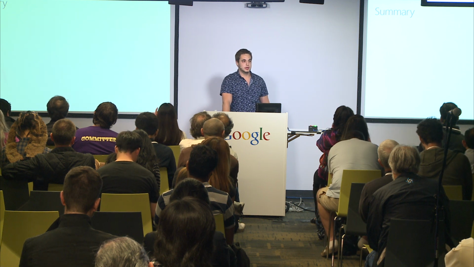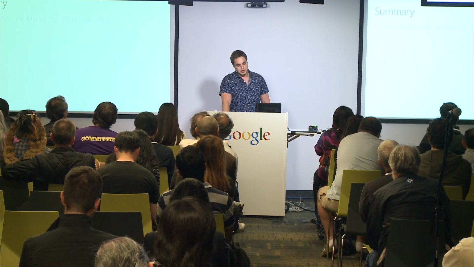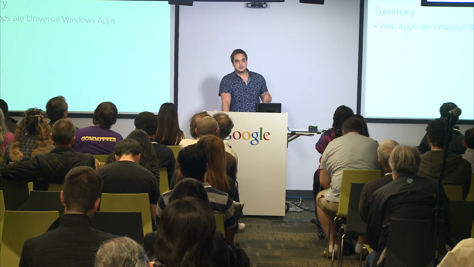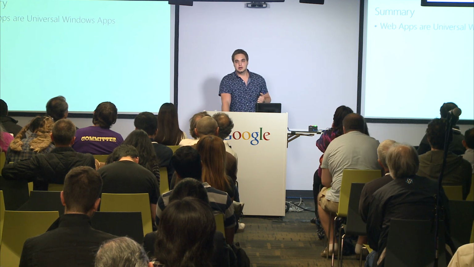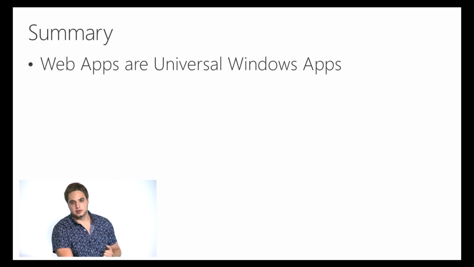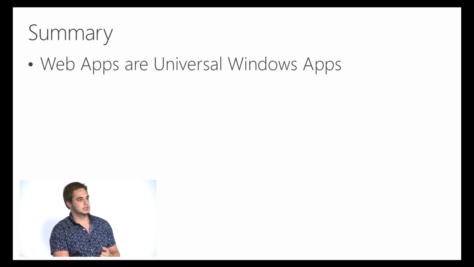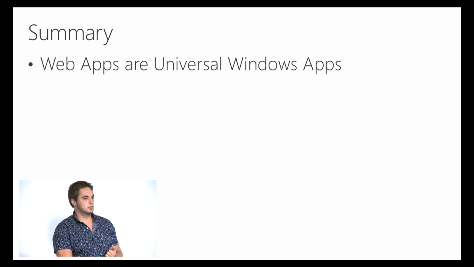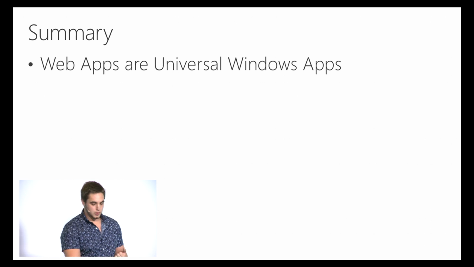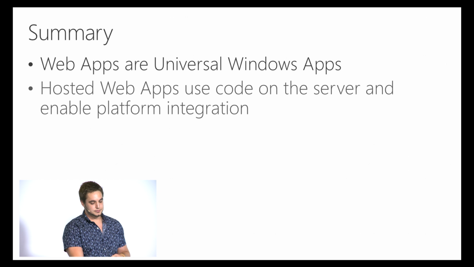And for the summary, what I talked about today was that web apps are just universal Windows apps. They're just like any other Windows application out there. They're native to the platform. They run across the Windows family of devices. They can be a hosted web app where it just points to your website URL. You're able to publish it to the store, and then any user on Windows is able to discover it, open it, and install it on their device.